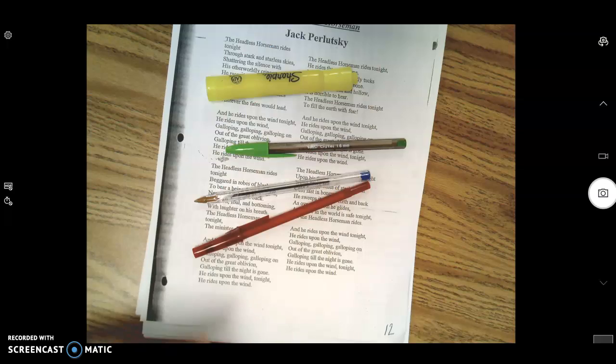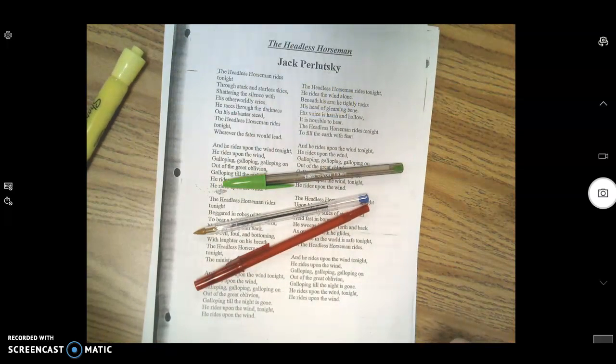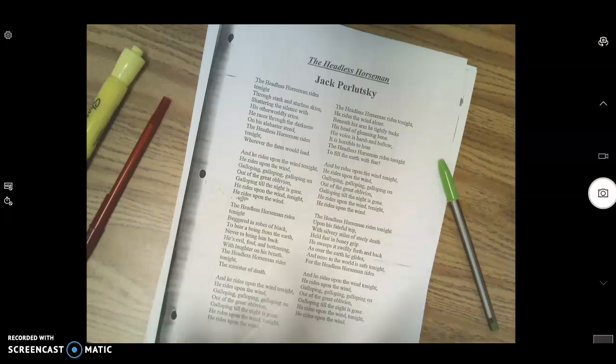So this poem was written by Jack Prelutsky, okay? I see a boo-boo in the title because the title should not be underlined, right? Poems, songs, articles, short stories, they don't get underlined. They get put inside what? Quotes. Let's do that right now.